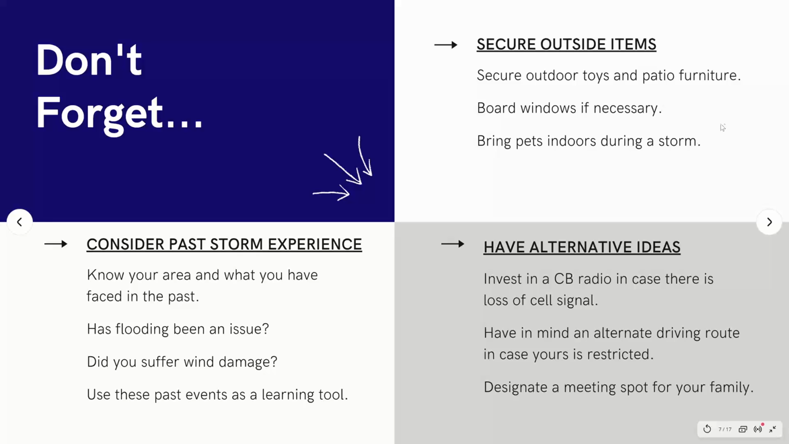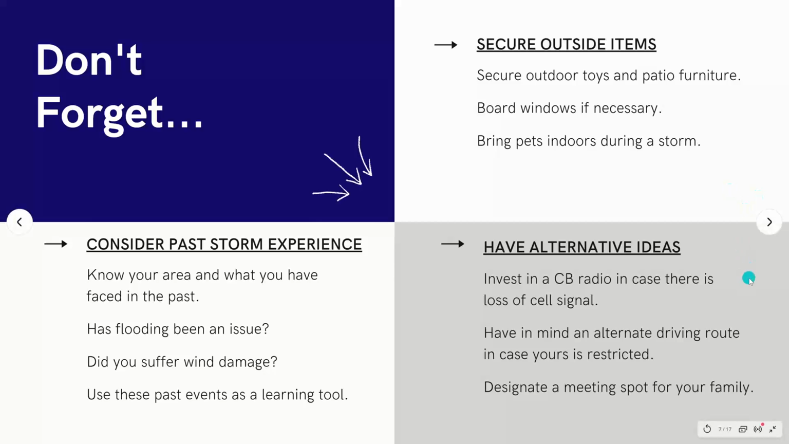And then consider your past storm experience. So know your area and what you've faced in the past. Unfortunately, we have seen several incidences lately in Montgomery County, so we have learned our areas if you've been here for a couple of years. Is flooding an issue in your area? Do you have a lot of trees and you get wind damage? Use those past events you've been through as a learning tool.